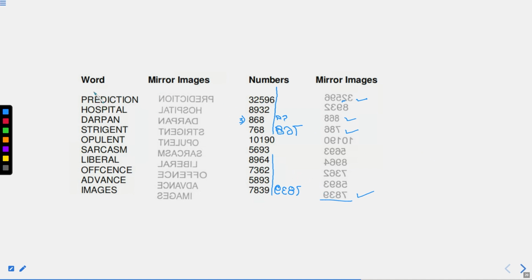Now we'll move to the words part. This is the number part, right? Now we'll talk about different words as well. First, I would like to take the last word, that is "images" itself, right? How the mirror image of "images" will look like.